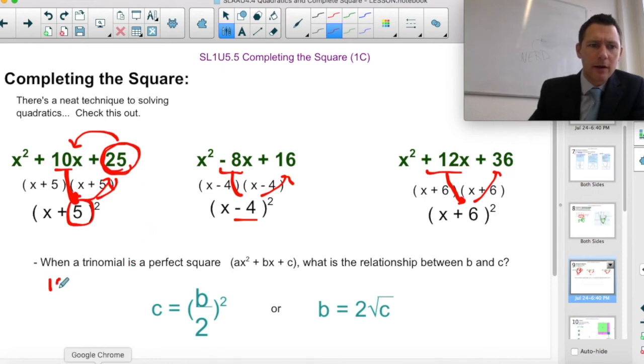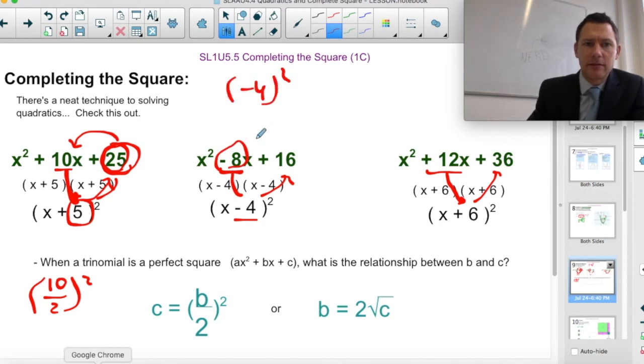Right? So we said, oh, 10 cut in half, divided by 2, 5. Square it, it happens to be this term. Same thing here. Cut it in half, -4. Square it, you get 16, right?